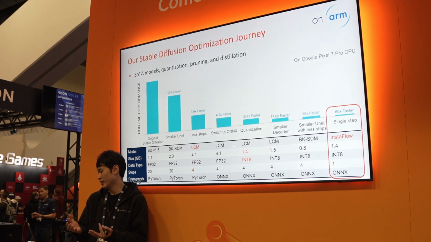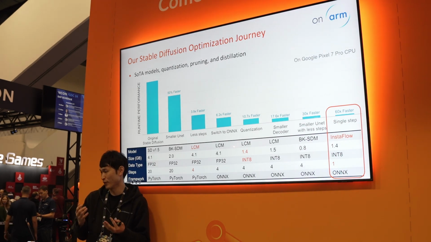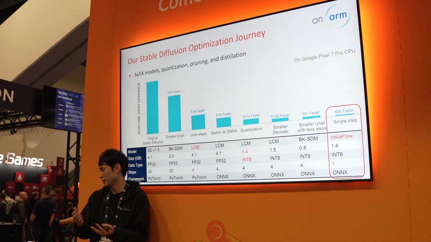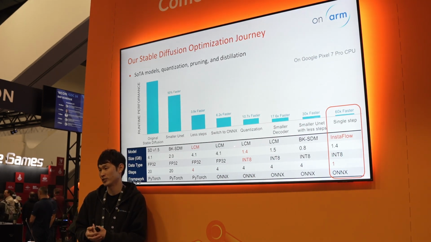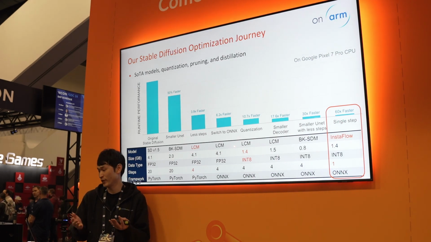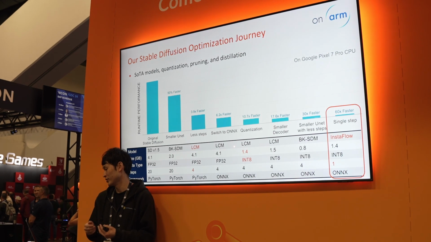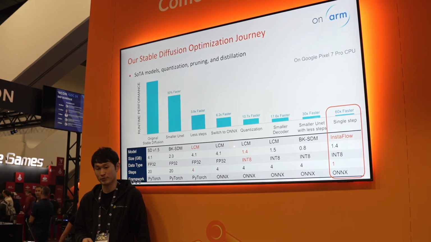Furthermore, models that can generate images in a single step have also emerged. Combining these optimization techniques with such models can generate images up to 60 times faster than the original one. So yeah, in this way, by combining various optimization techniques with the latest models, significant speed improvement can be achieved.